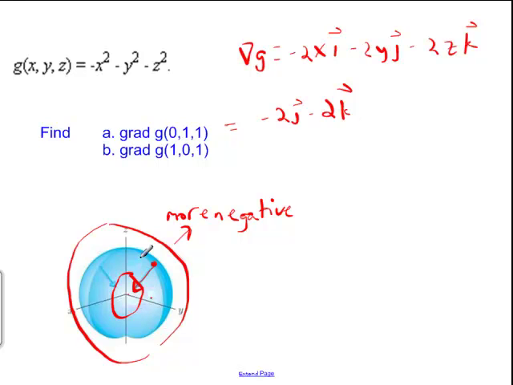Similarly, at the point 1, 0, 1, which is right up here, you can see our gradient vector pointing in, and let's find that. Putting in the point 1, 0, 1, we'd have negative 2i minus 2k.